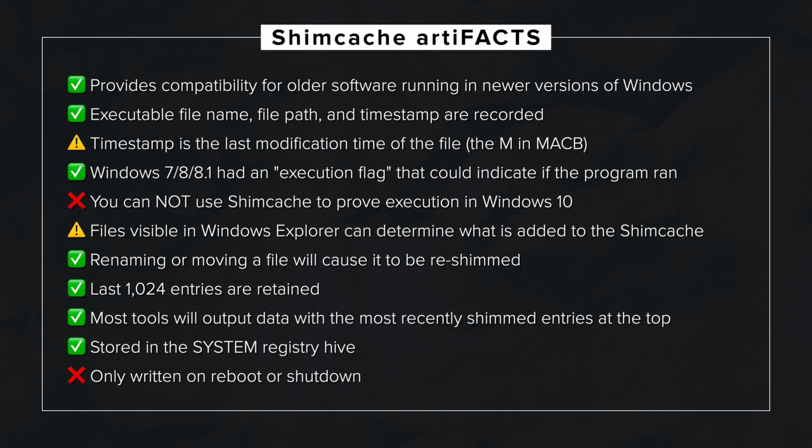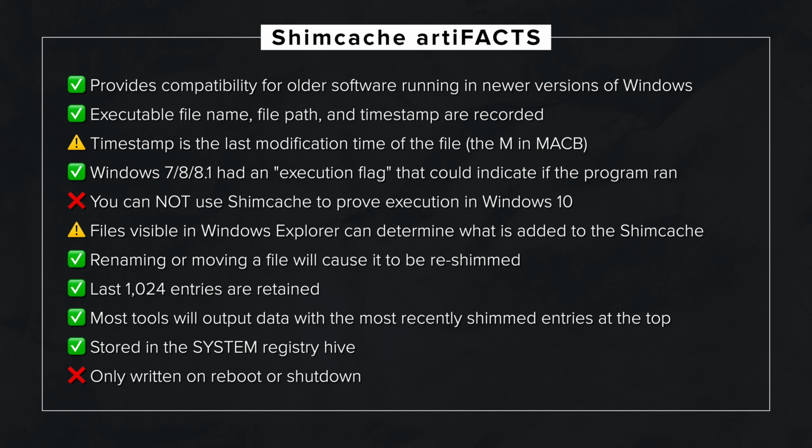Renaming or moving a file will cause it to be reshimmed. That's an important thing to know. And of course, if you rename a file or move a file, does the modification time, the M time of that file change? No, right? I can take test.exe and I can rename it to test2.exe. I haven't changed the contents of the file. I just literally changed the metadata. I renamed it. It's not going to update the M timestamp.